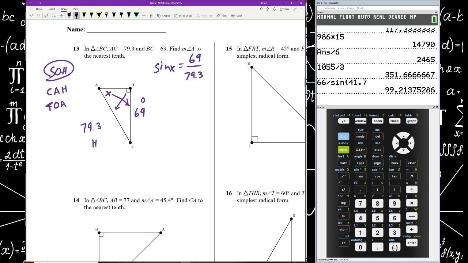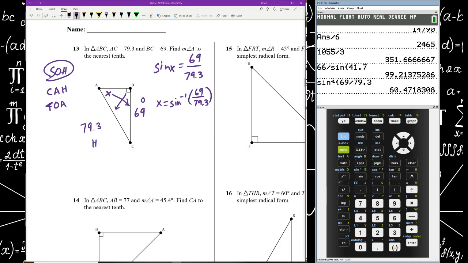Okay, variables on the left. Variables on the left, you do the inverse. So x equals inverse sine 69 over 79.3. Okay, so the way that we do this, we hit second sine 69 divided by 79.3. Alright, and once we do that, again, notice if you get second sine, you get the little -1 in your calculator, and we end up getting x equals 60.47, which, if we're rounding to the 10th place like it said, is actually 60.5 degrees.